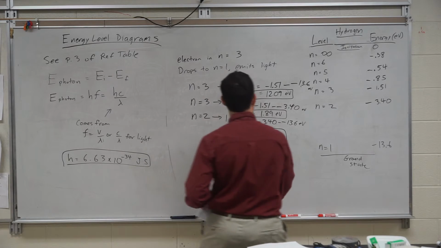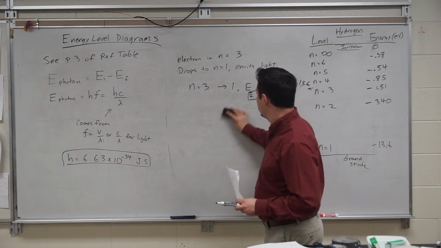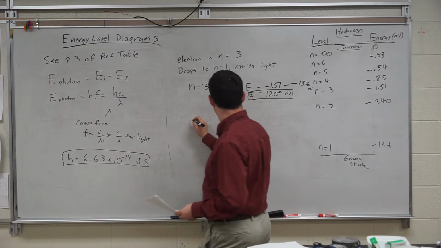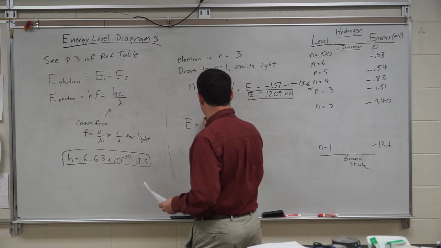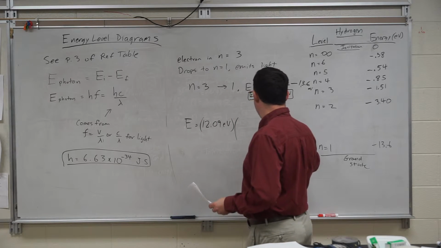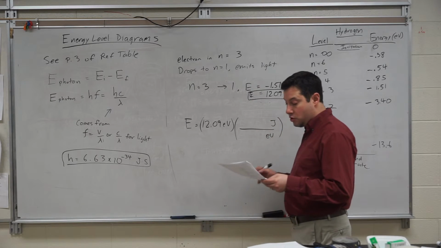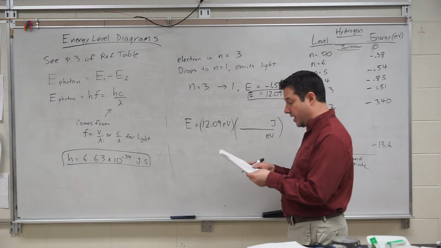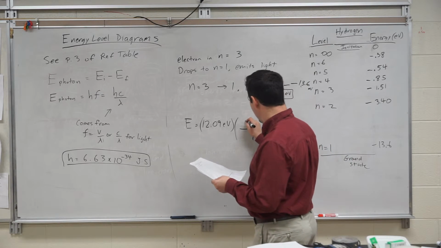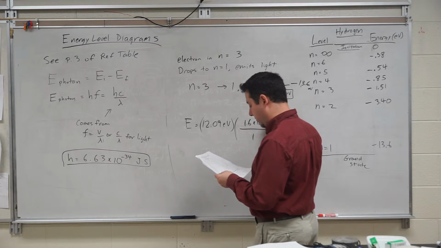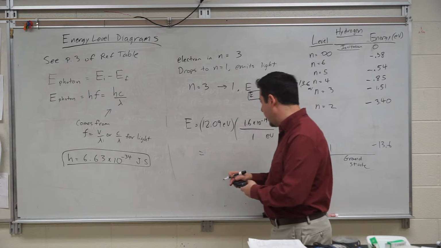So let's just take the simple 12.09 eV. Now we want to convert from electron volts to joules. So we want to get rid of electron volts. We want to go to joules. We look at the first page of the reference table and we see that 1 electron volt is equal to 1.6 times 10 to the negative 19th joules. Multiply those two, see what we get.